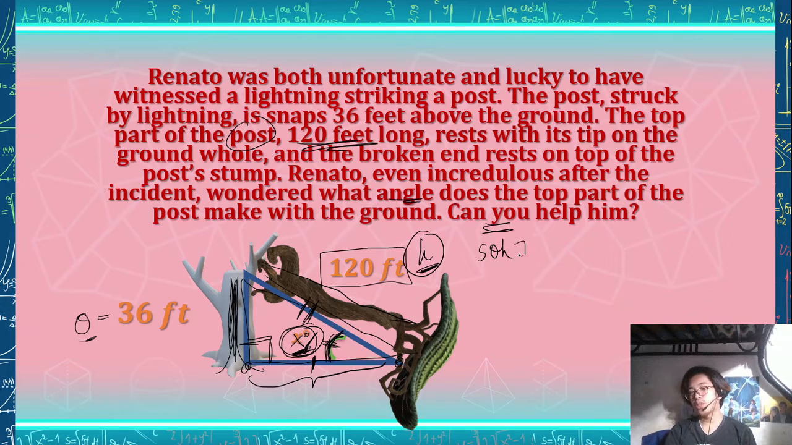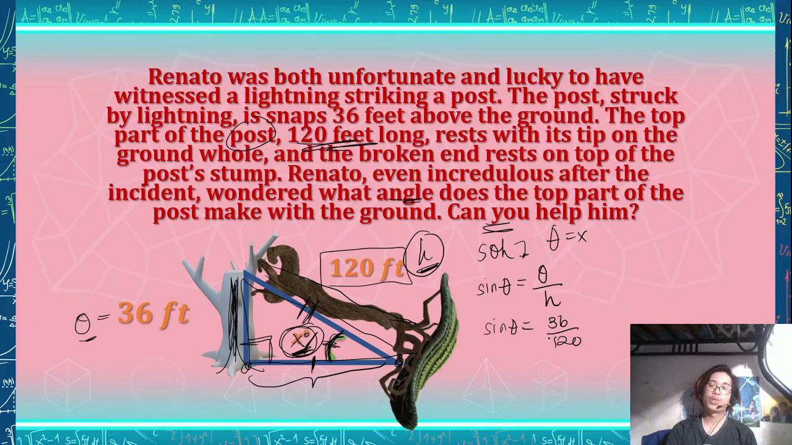If we expand that, sine theta is equal to the opposite side over the hypotenuse. Since theta is equal to x, this is the one that we want to solve. So sine theta is equal to the opposite side, which is 36, over the hypotenuse, which is 120. And if we use cross multiplication, we can say that 120 sine theta is equal to 36.